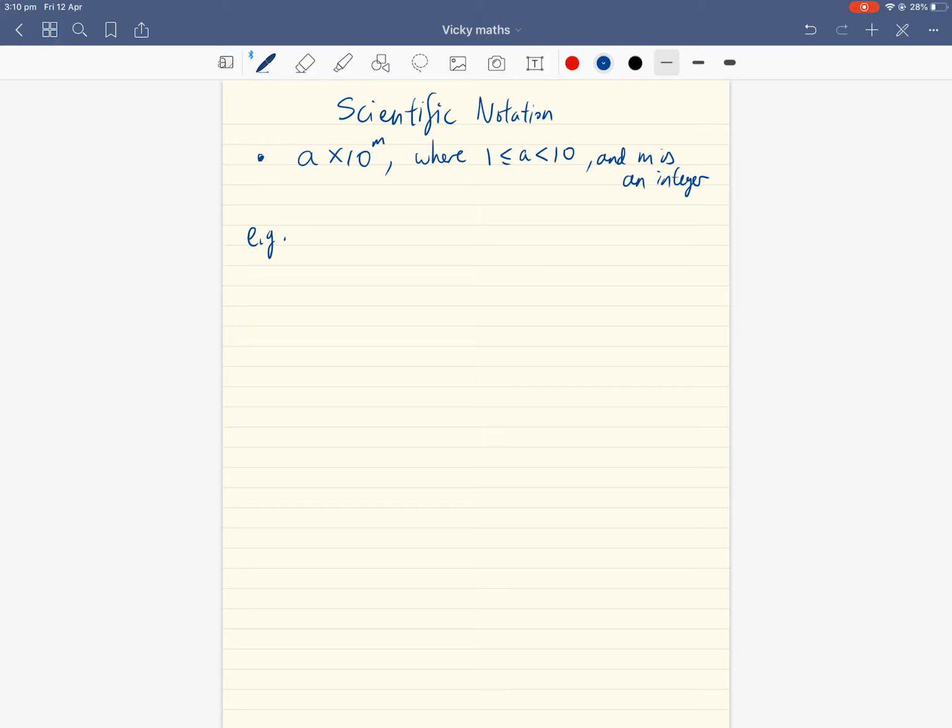So for example, suppose we have a fairly big number, 248,000. The point is we don't want to write so many zeros, we want to make it nice and easy to see how many zeros there are in our number. So first we need to write the A value, the initial value. Right now the non-zeros are 248. So as a decimal we can go 2.48 times 10 to the power of what?